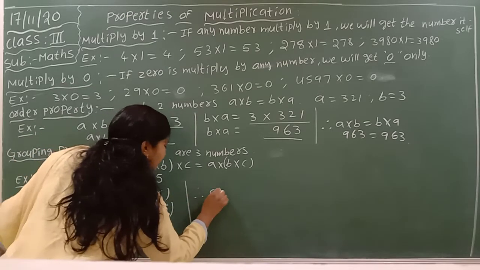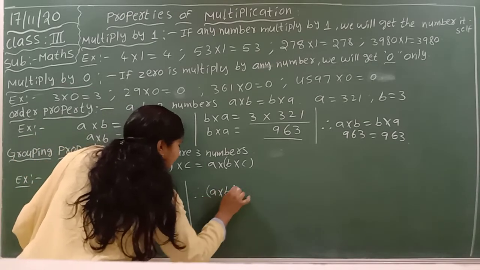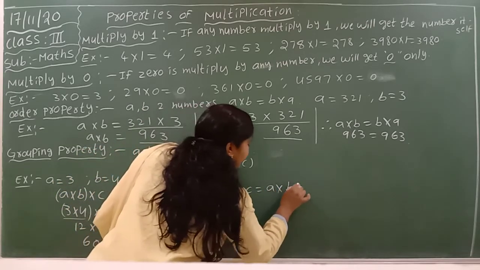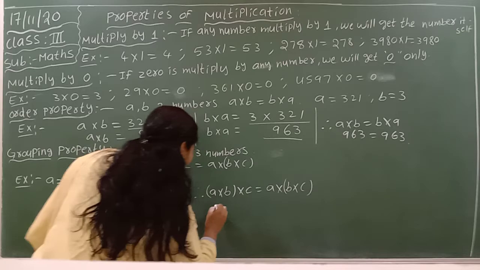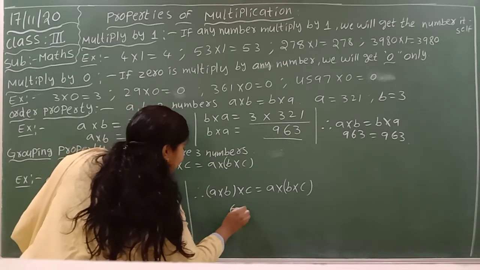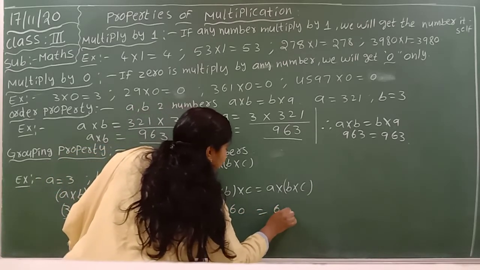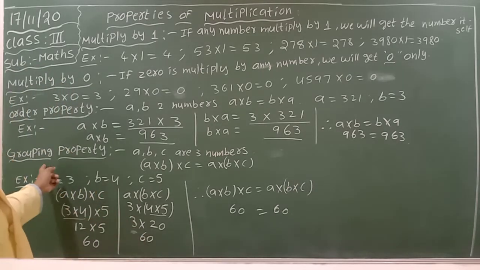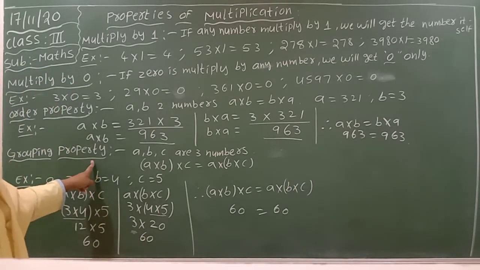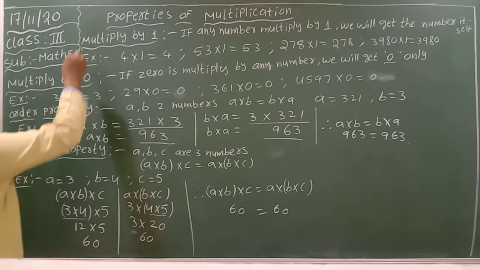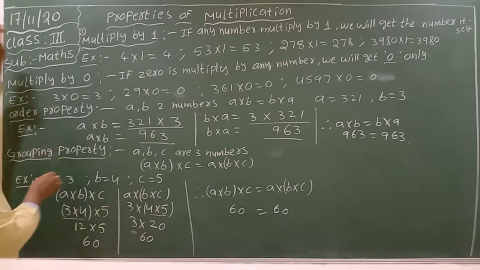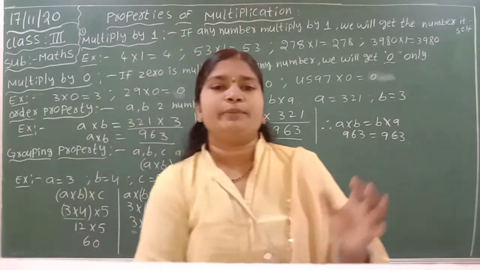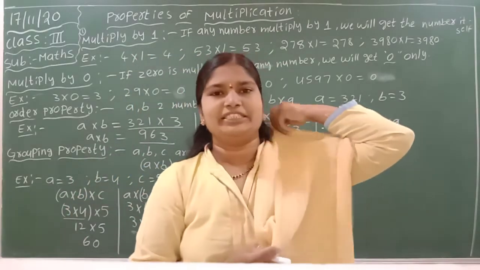Therefore, A into B into C is equal to A into B into C. That is, 60 is equal to 60. Okay? It is known as the grouping property. Here we discussed 4 properties. First one, multiply by 1. These all are known as properties of multiplication.